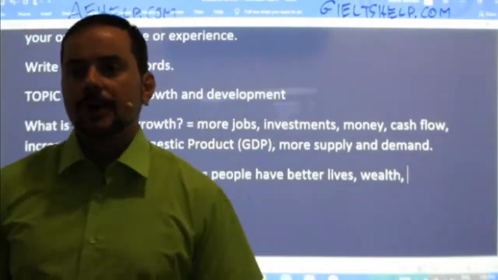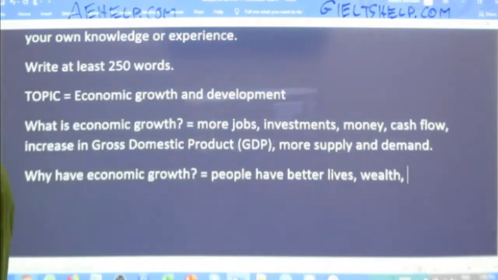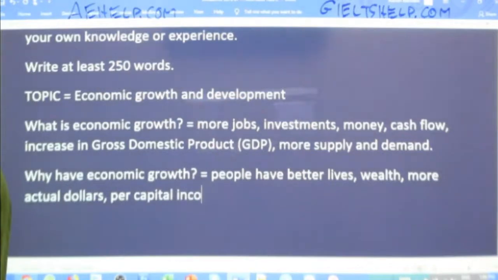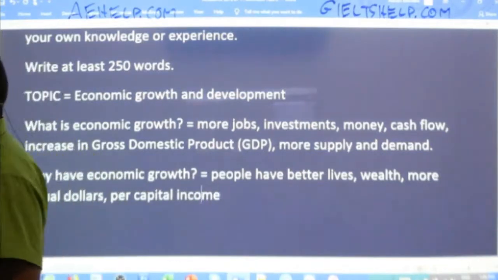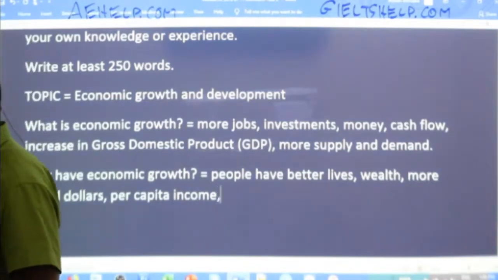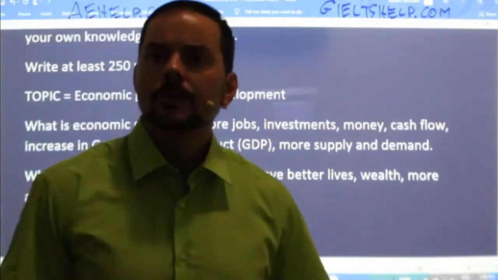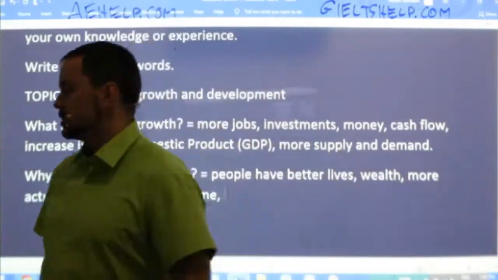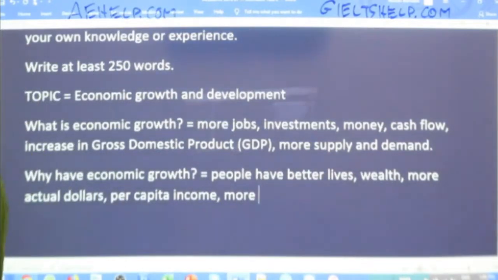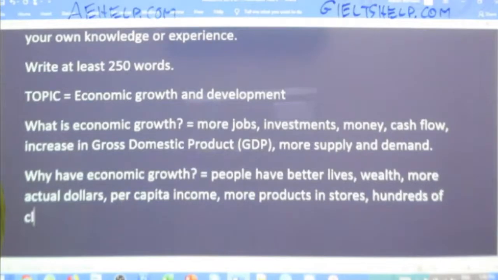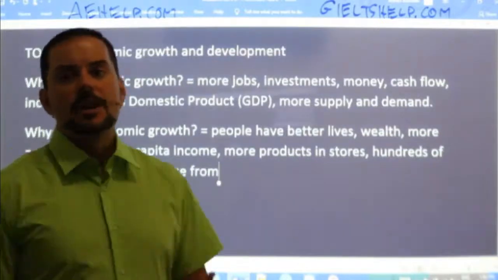So Rahul says higher per capita income and salaries. Sure. So, okay. Okay, absolutely. Okay, what else? Yeah, so Begzad, there you go. Now you're thinking smart, right? So more products in stores, hundreds of clothes, cars, food to choose from. Okay, so yeah, just simply more products, right?